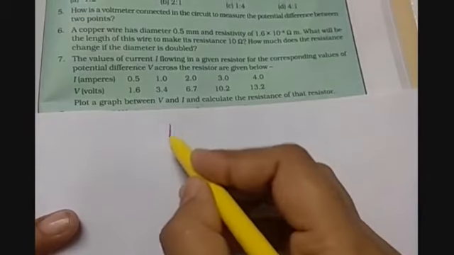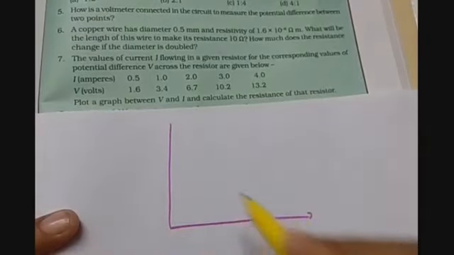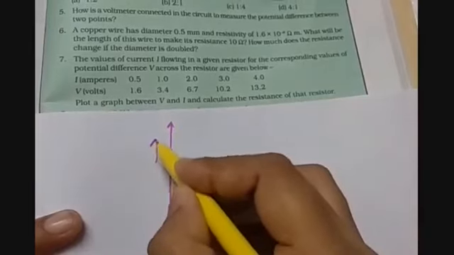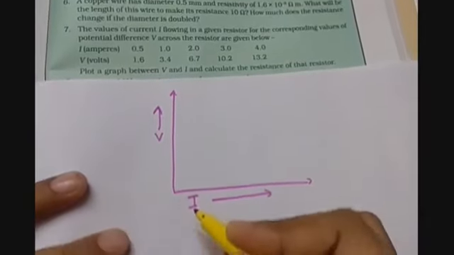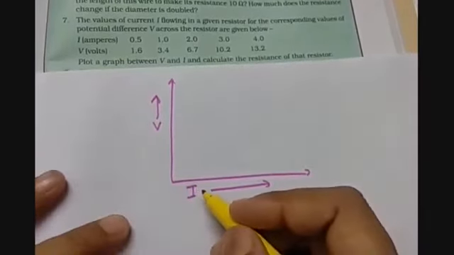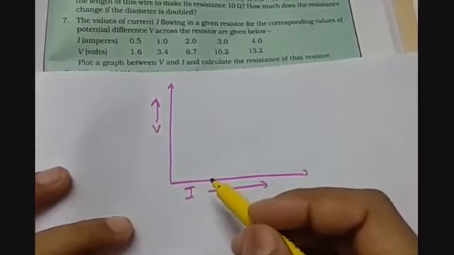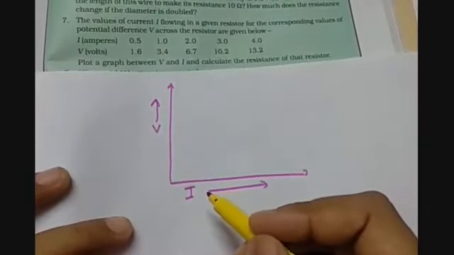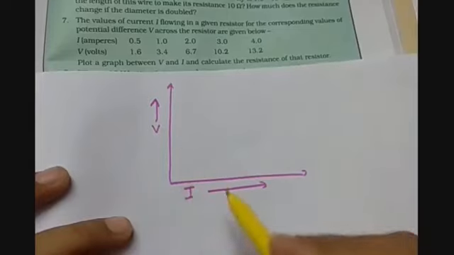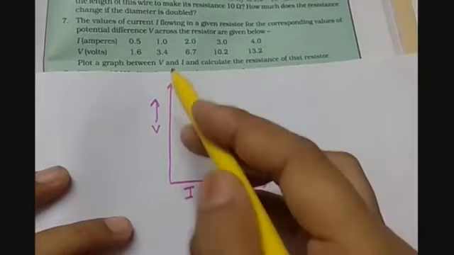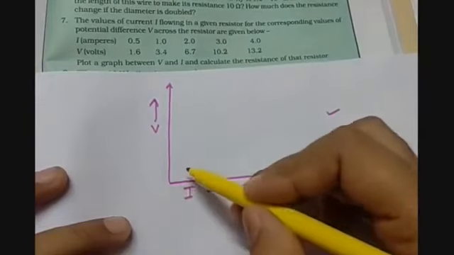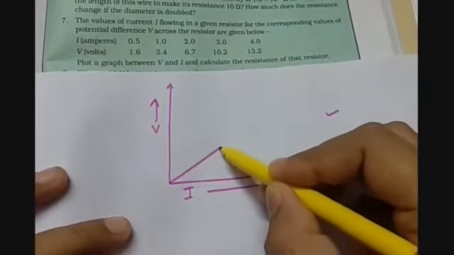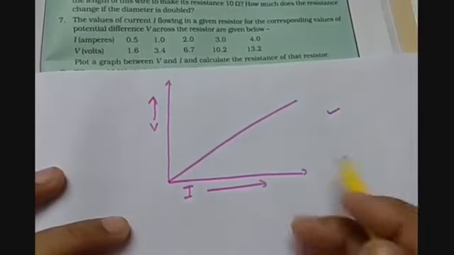So we know that when we have to plot the graph between potential and current, potential is always on the y-axis, whereas the current is on the x-axis. So you have to plot the different values of I and potential difference V on the VI graph. When you plot this graph on the graph paper, this line comes out to be this way.